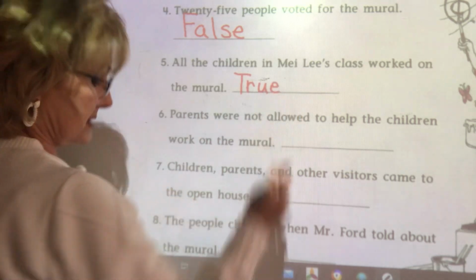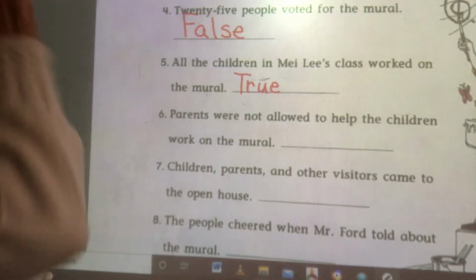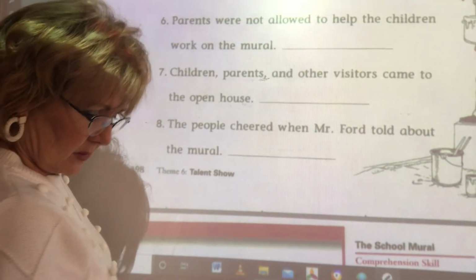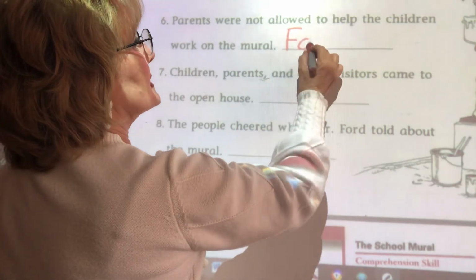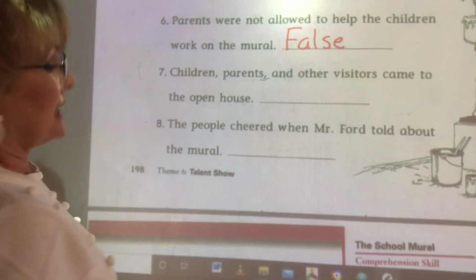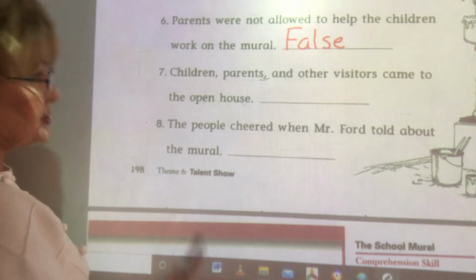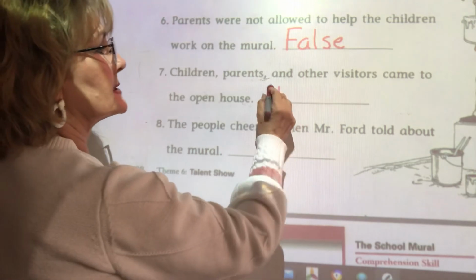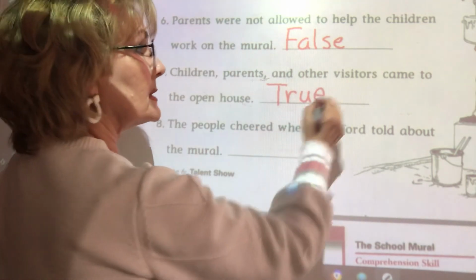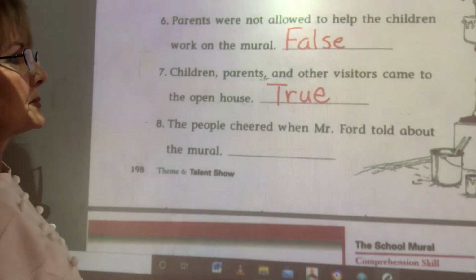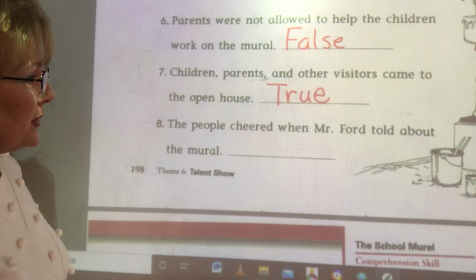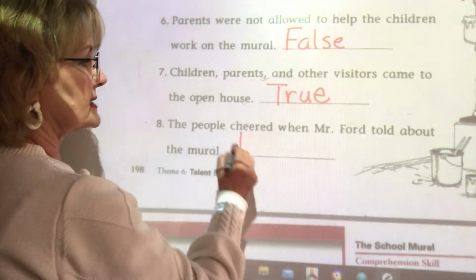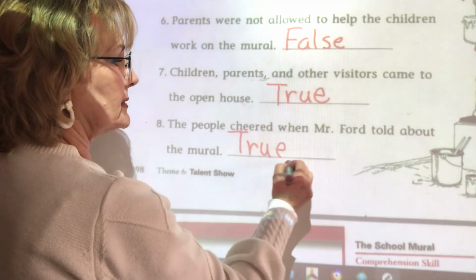All of the children had a different part. Parents were not allowed to help the children work on the mural. They were not allowed. I think we know that is false because they asked them for some help. Children, parents, and other visitors came to the open house. Well, of course, do we think monkeys and gorillas were going to come to the open house? No. These are the people who would come to an open house. Number 8, the people cheered when Mr. Ford told about the mural. Oh, yes, they did. They were crazy happy out of their minds.